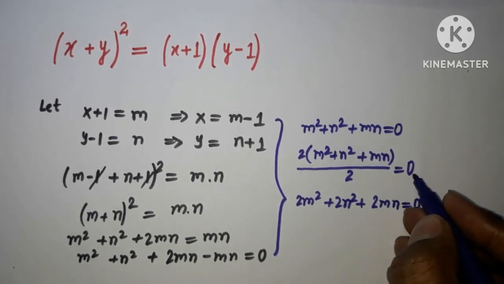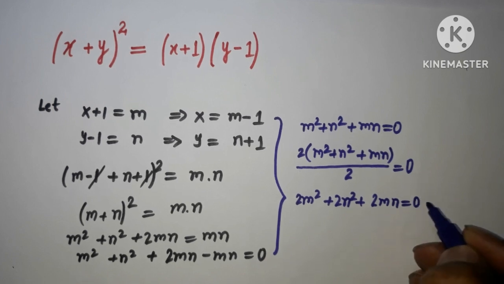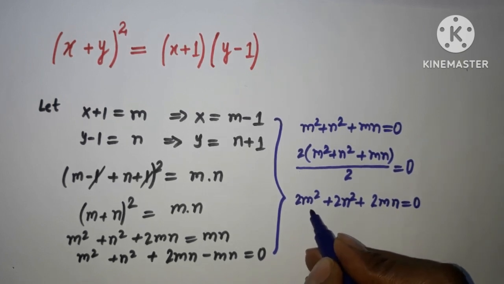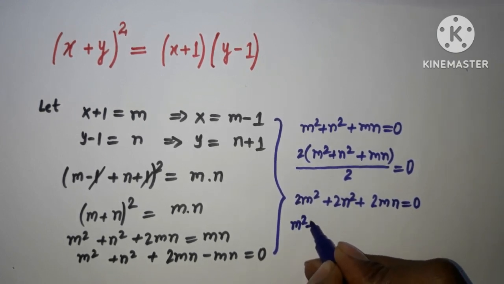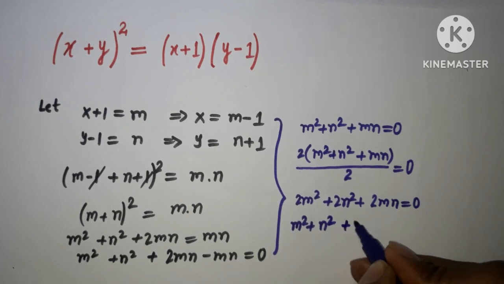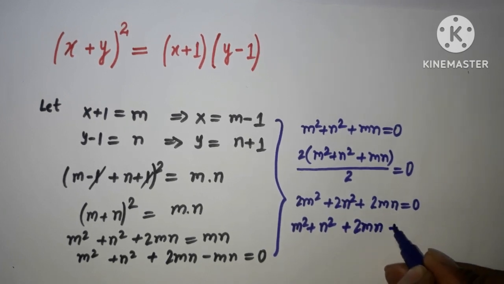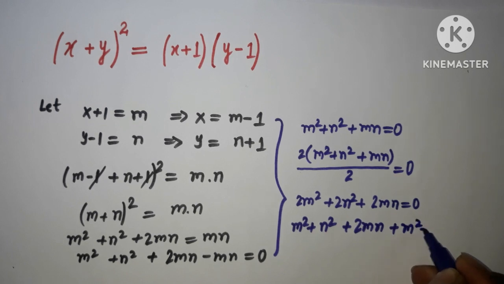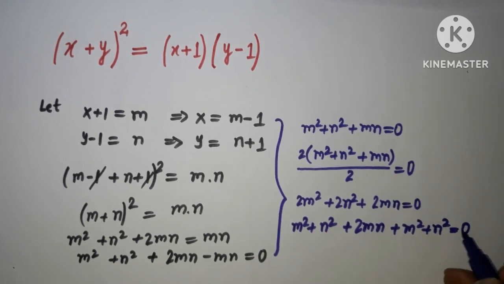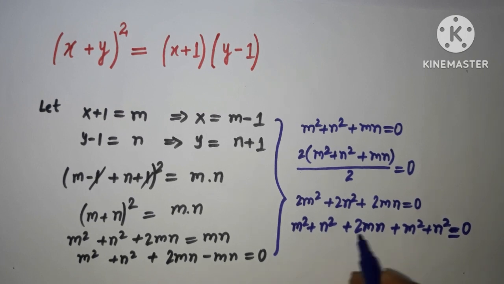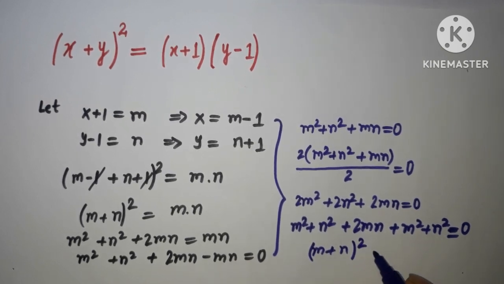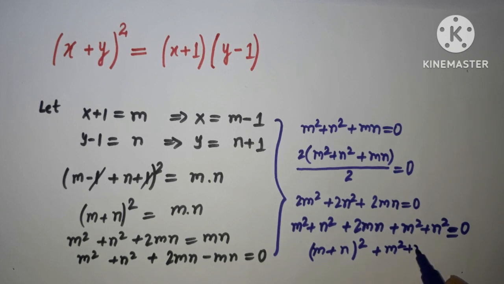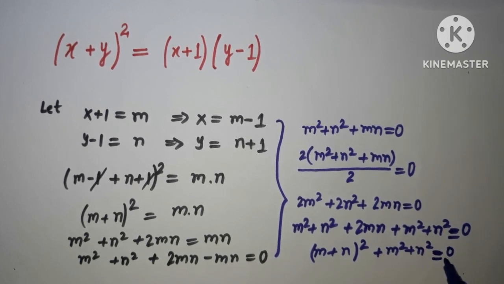This is going to the right side, so 0 into 2 is 0 over here, and we have 2m² + 2n² + 2mn = 0, and this one can be written further as m² + n² + 2mn, and here m is there, so that is m² and n² = 0 over here. So this is a perfect square, that one I was telling. So here we have (m + n)², and here m² + n² = 0.